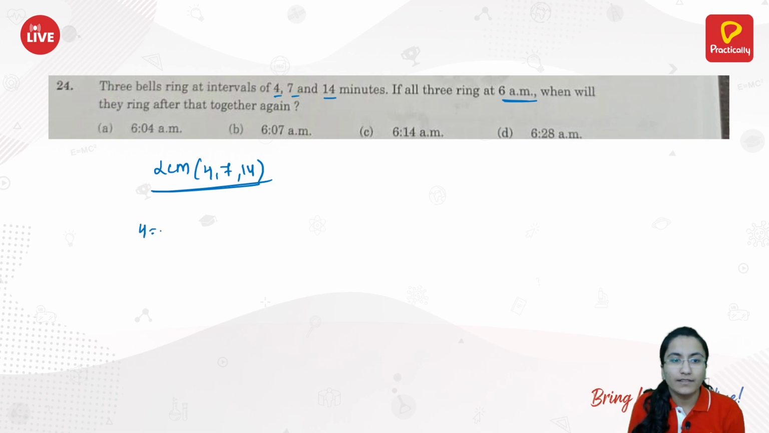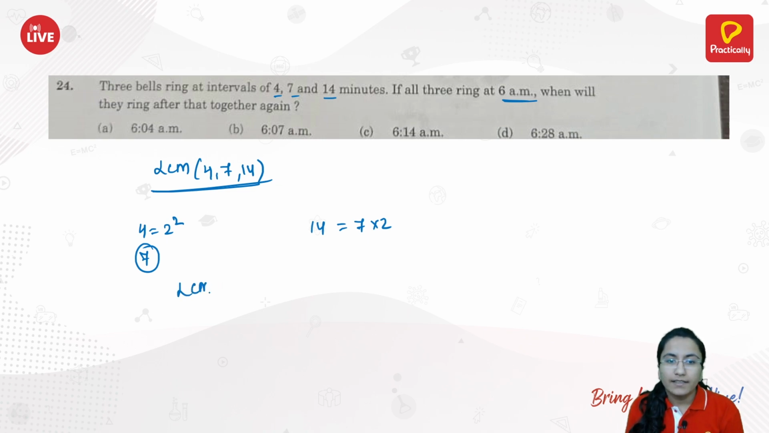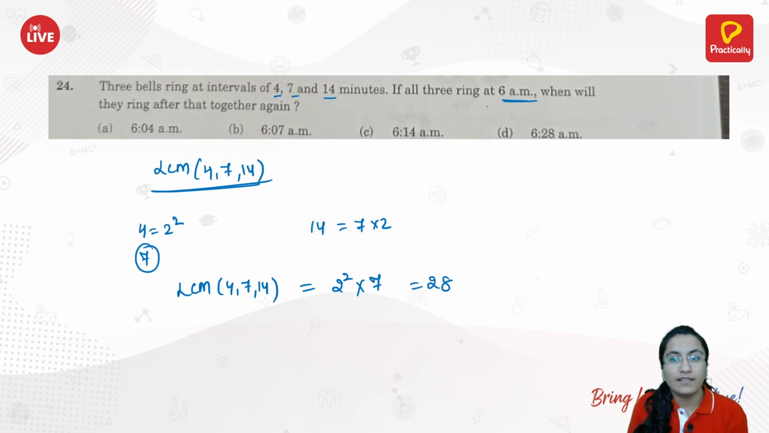So 4 is 2 square, 7 as it is, factors of 14 is 7 into 2. Right, so we have to find the LCM of 4, 7 and 14. So this comes out to be equal to 2 square into 7. Right, so you would get 28 as the correct answer. So 6 a.m. plus 28 minutes, that means D option, 6:28 a.m. At this time they will ring again together. Okay, so option D is the correct answer.